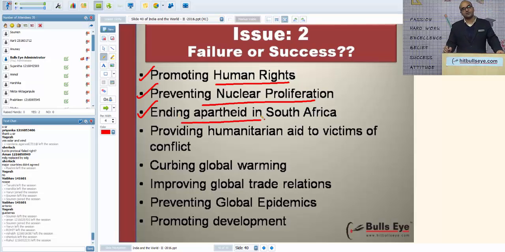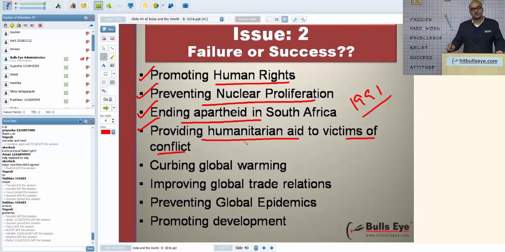Apartheid in South Africa, as you all know, was the segregation between whites and blacks of South Africa. It ended as late as 1991, even after 46 years of existence of United Nations. Providing humanitarian aid to victims of conflict. So you must have seen the disturbing pictures from Aleppo and earlier the immigrants, the illegal immigrants or refugees to Europe. Again, UN has failed these people in distress to provide any kind of humanitarian relief.